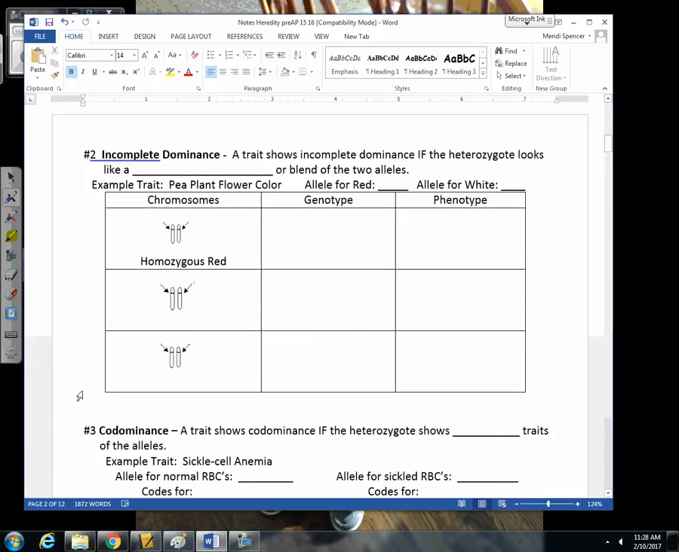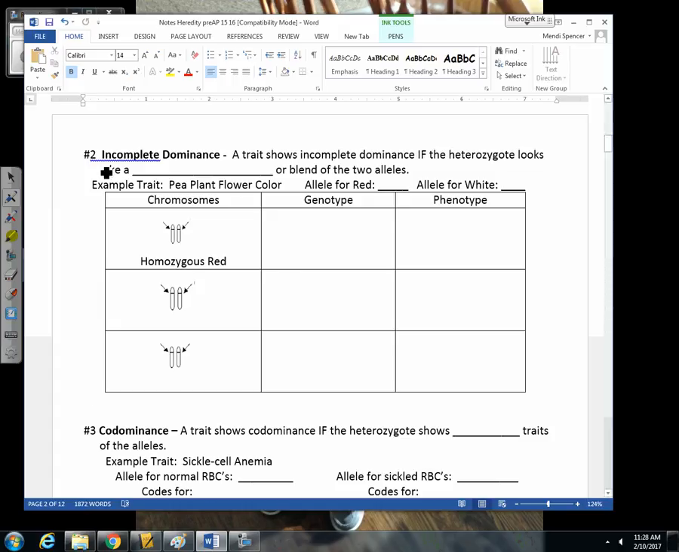So again, the first type of inheritance you need to become familiar with is when the two alleles show dominance and recessiveness. So we say the trait shows complete dominance. One is completely dominant to the other. In some situations, though, the alleles don't show complete dominance. They show incomplete dominance to one another.